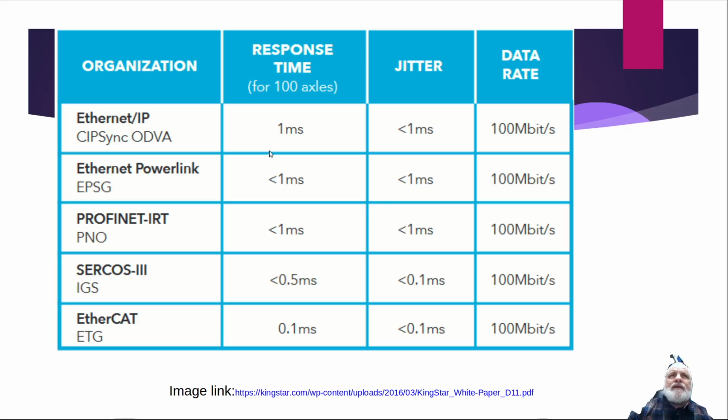All right, so here's a little chart that gives you an idea about the data rate, the jitter, and the response time. These are all based on the Ethernet hardware, so these are either Ethernet/IP, POWERLINK, Profinet, Sercos, or EtherCAT. If you look at the speed, this is where things come in. With Ethernet/IP and POWERLINK, the response time for 100 axes. So they're saying we're going to control 100 servo motors using Ethernet/IP. That's what this chart was.